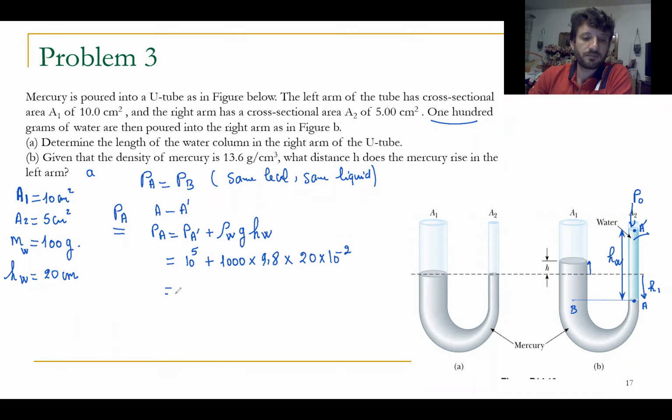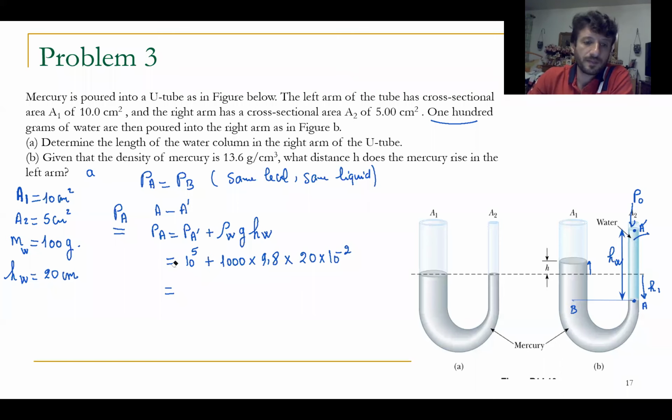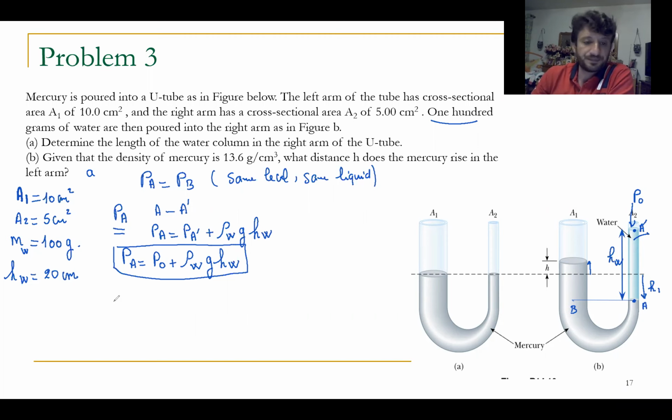We get here PA, which is equal to, here you can keep this relation and we can use it later. We can say here just PA equals P0 plus rho water G H water. Okay, we can use it like this. PA. PB.